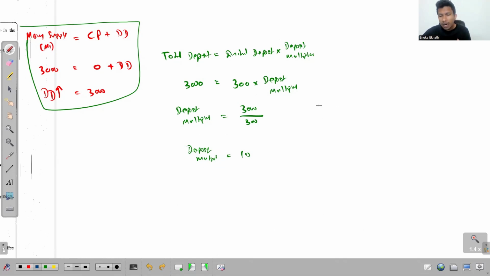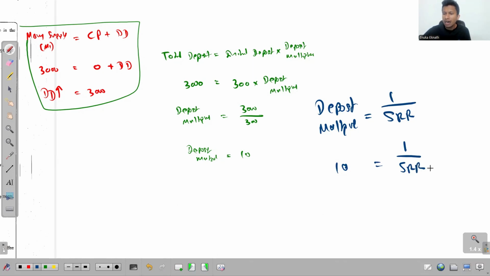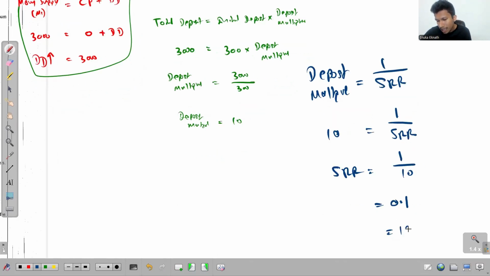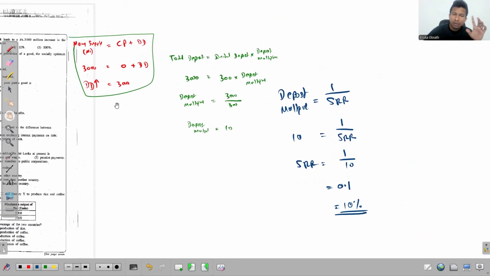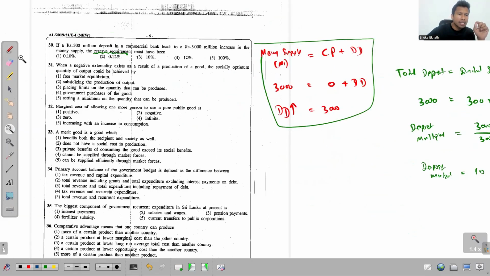And if you remember, what's the equation of calculating this deposit multiplier? Deposit multiplier is always 1 over SRR. So if this is 10, right? And if this is anyway 1, that's a constant. How much is this SRR then? SRR has to be 1 over 10, which is 0.1. In other words, as a percentage, 10%. So SRR is 10%, and this is the entire process of doing this calculation. Right? So the answer has to be the third one.